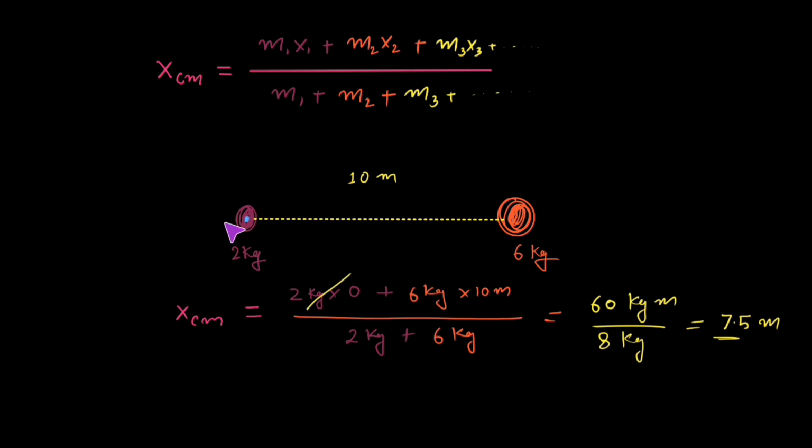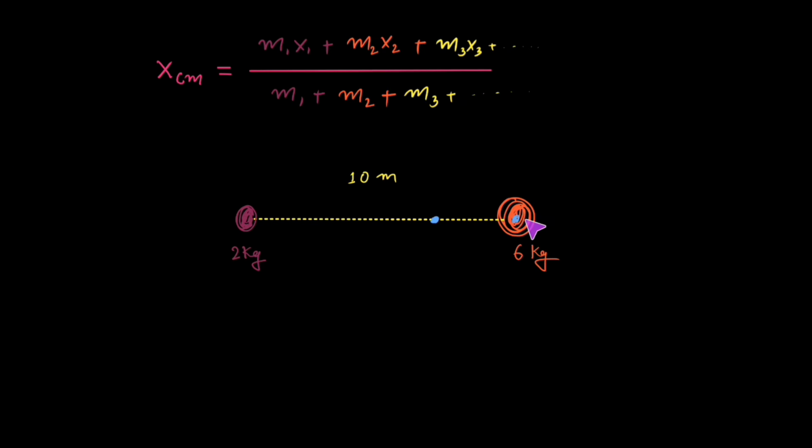So this blue point was the point of assumption. From this point the center of mass is 7.5 meters away. So from this blue point we have to mark 7.5 meters, and this would be the center of mass of this object. We can also calculate the center of mass by assuming this as the reference point. So let's again calculate the center of mass by assuming the 6 kg mass as the reference point. Now I am assuming this 6 kg point as the reference.